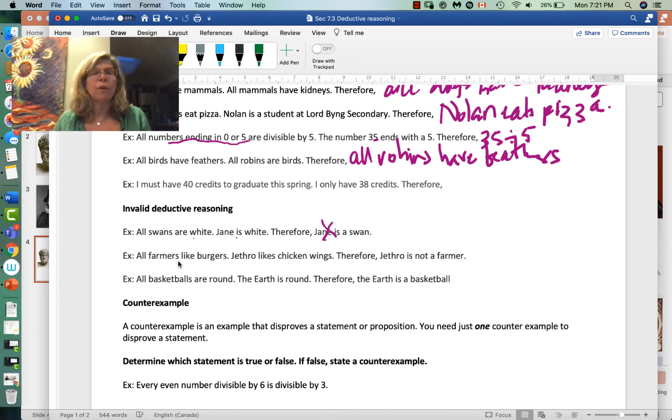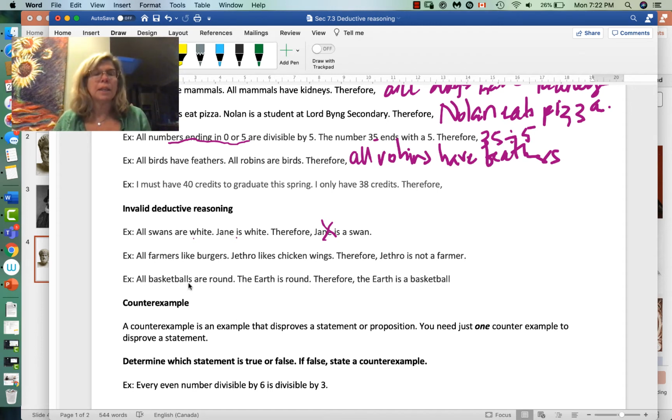Here's another one. All farmers like burgers. Jethro likes chicken wings. Therefore, Jethro is not a farmer. Well, what do we know about Jethro from this sentence? We know he likes chicken wings, but we don't know if he likes burgers or not. So you're not really sound in any of these situations.